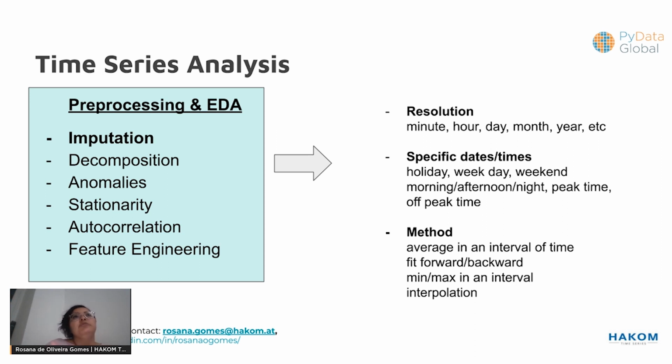So maybe it makes more sense to look into which day of the week it was, or whether it was a weekday, a weekend or a holiday. Understanding these nuances of time series is important to determine which imputation method you use. That's why I mentioned resolution and specific dates, because then you might use an average, or the minimum or max, but you have to know which interval makes sense for the specific interval that is missing data.